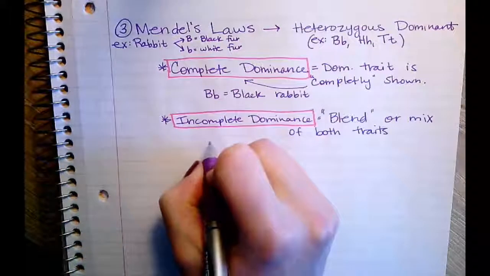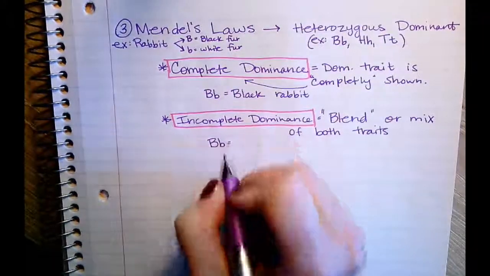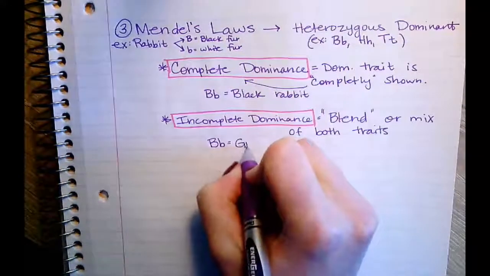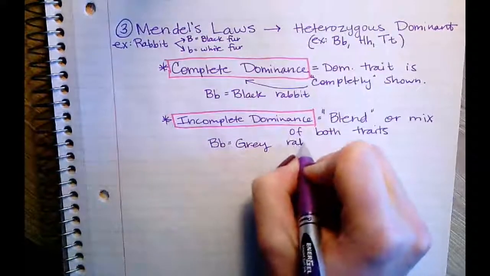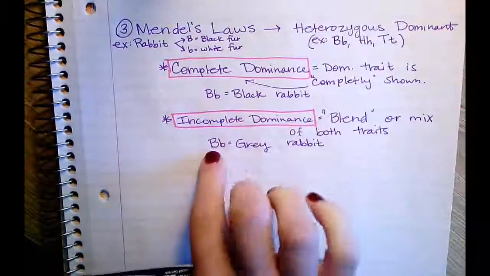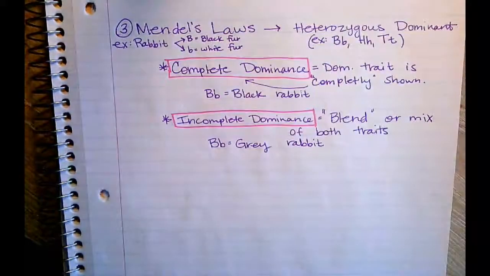If it's a big B, little b for this one, you would actually end up with a gray rabbit. It would mix the black and the white together, and you would get a gray rabbit or like a brown rabbit.